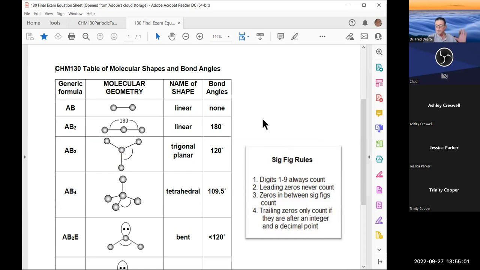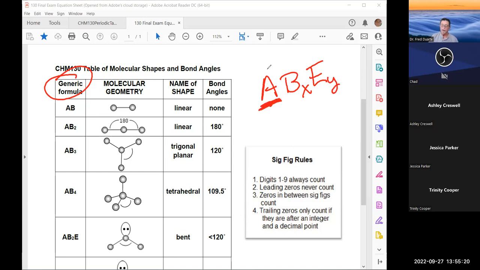Because based on what we're going to talk about here, we're going to generate a generic formula denoted by the letters A, B, and E. Okay, so I'm going to say A, B subscript X, and E subscript Y. You're always going to have an A in general terms, meaning that's the central atom. We've got one central atom. B represents whatever's bonded to the central atom.